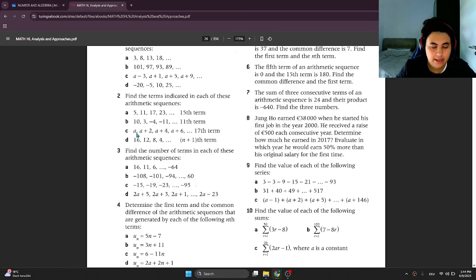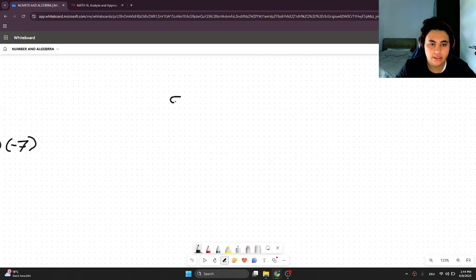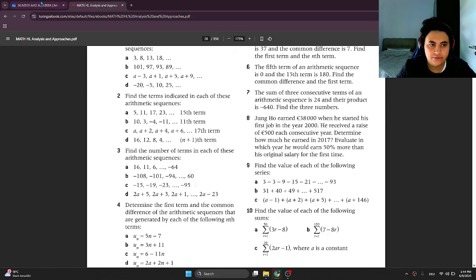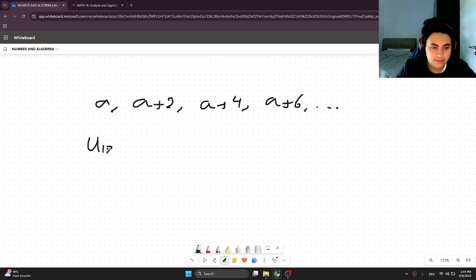Let's move on to the next one. A plus 2, A plus 4, A plus 6, and then it keeps going. For this one, we're supposed to find the 17th term. So U17 is equal to what? Okay, so U1 is equal to A, and D is equal to, let's actually calculate it.